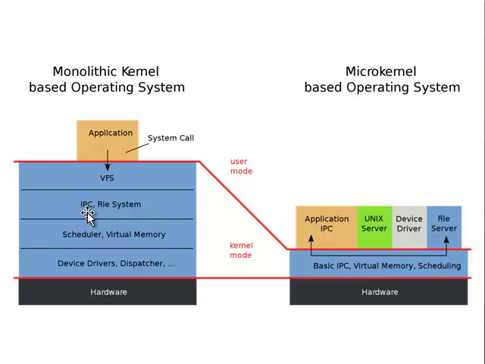IPC that we see here, this acronym IPC, refers to inter-process communication. So this is how one process can talk to another process. So how your program, for example, might talk to the file server to be able to save some files to disk.